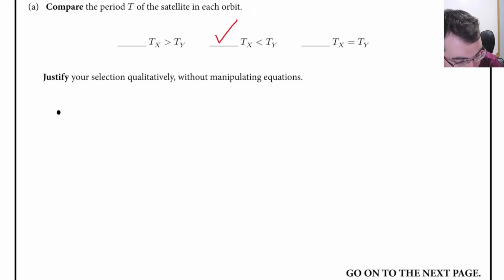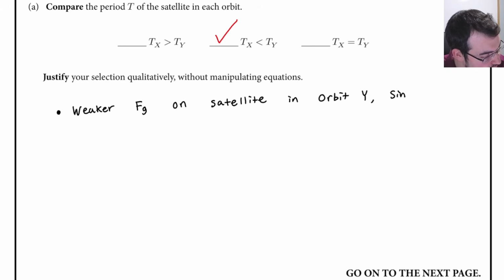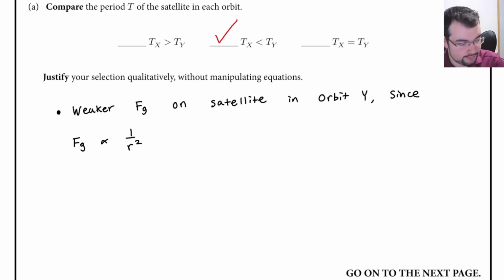So there's going to be a weaker gravitational force on the, oh boy, satellite. Yes, I had to look up how to spell it. Weaker F_G on the satellite in orbit X, or sorry, orbit Y, since F_G is proportional to 1 over r squared. That's not manipulating Newton's gravitation law, I think that's pretty straightforward. So that's the most basic fact, and how you get the first justification point.